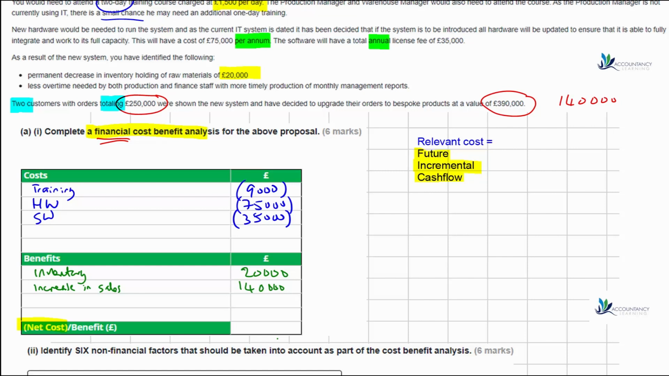So we've got a total benefit of extra cash coming in of 160,000, but we will spend another 35,000 on software, 75,000 on hardware, and 9,000 on training. So overall, we have a net benefit of 41,000. So that's a good thing, and that would suggest that we should go ahead with this new system.